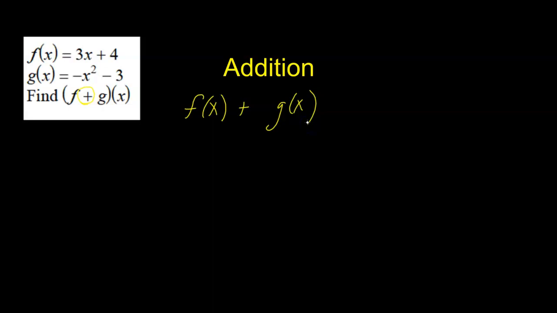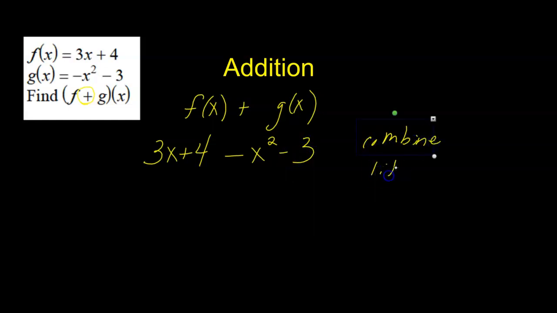So my f of x is 3x plus 4. The g of x is negative x squared minus 3. And then from there, you're going to just combine like terms. You want to make sure that you put it in standard form when you do that, just to make it proper. So we put our negative x squared out front, plus 3x, and then we have two constants, our 4 and our negative 3, put those together, and we get a plus 1.